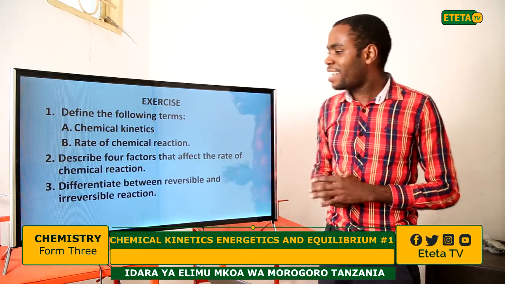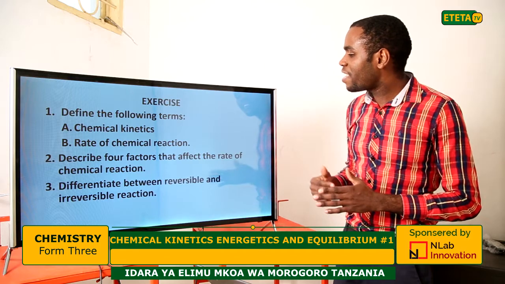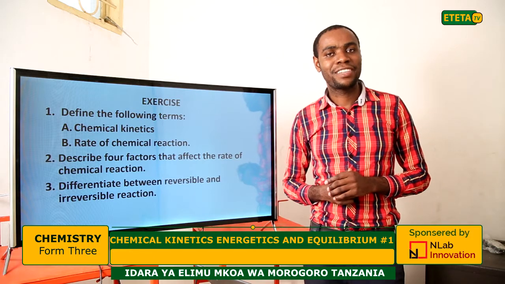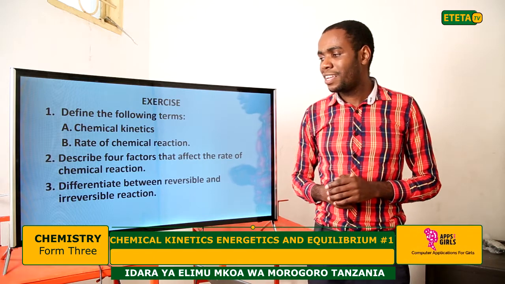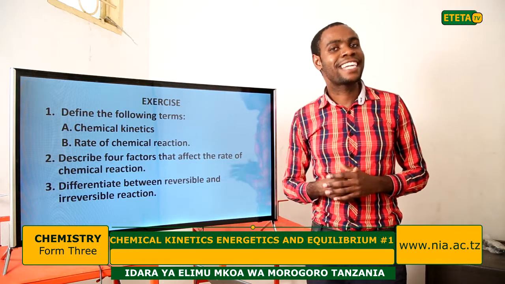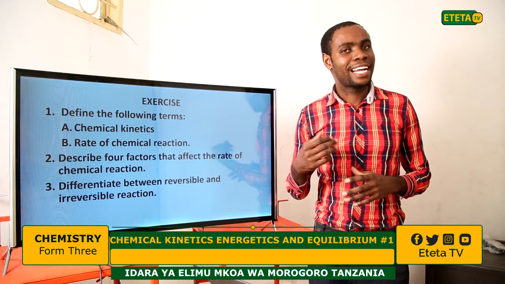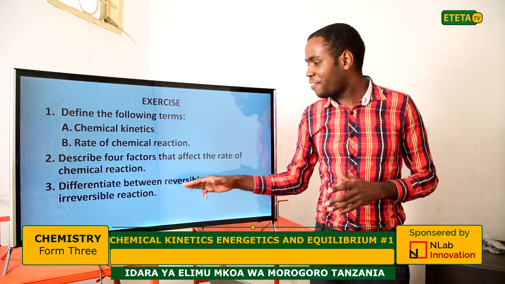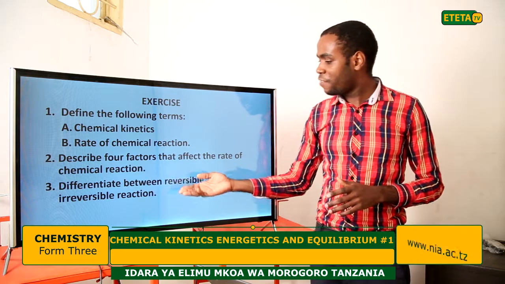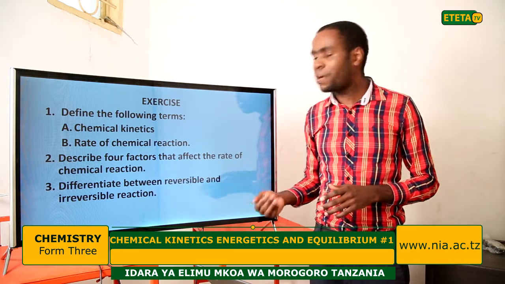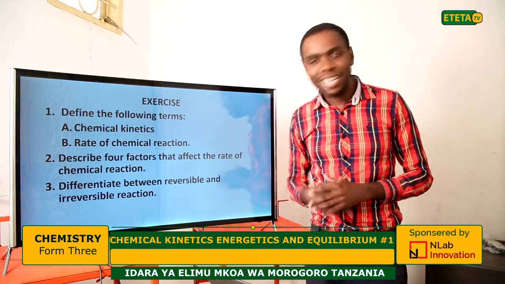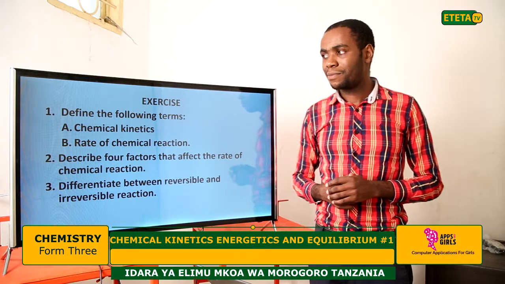The third question says, differentiate between reversible and irreversible reaction. It's my hope that you can differentiate it, and in each you can give an example of a chemical reaction which is reversible and which is irreversible. In case of differentiating, you give the definition of reversible and irreversible, and you give the examples of each. Now, can't you do this question? It's my hope that you can do this question.